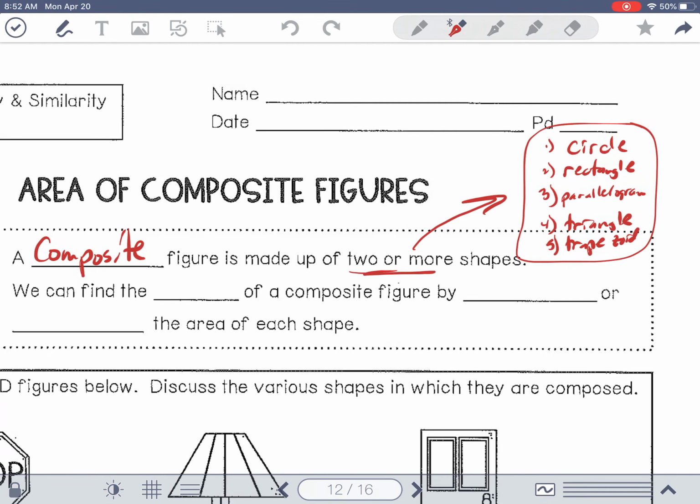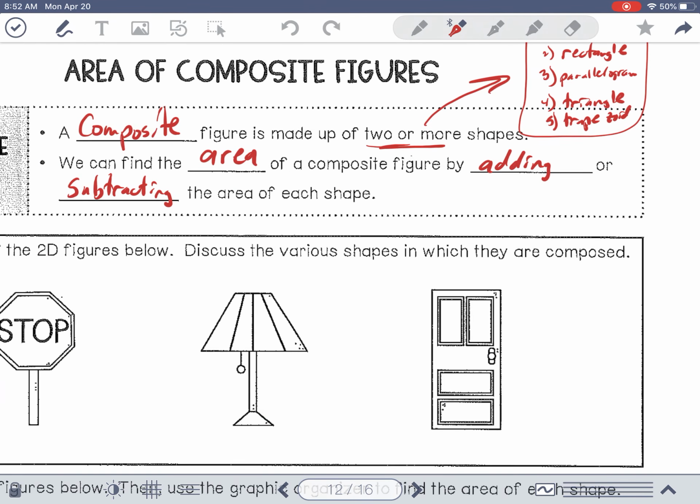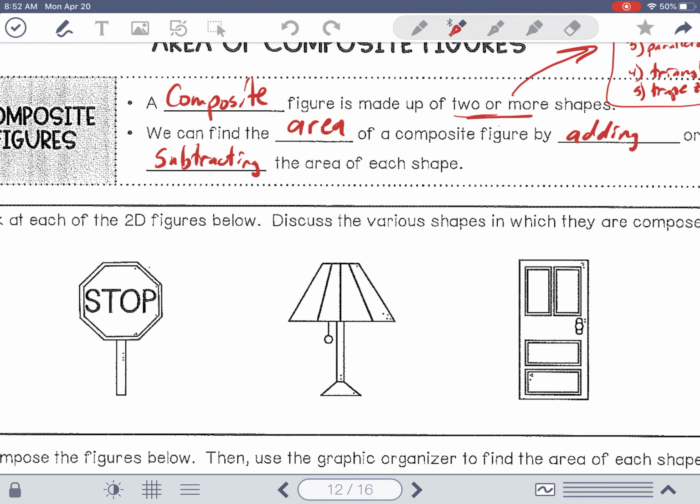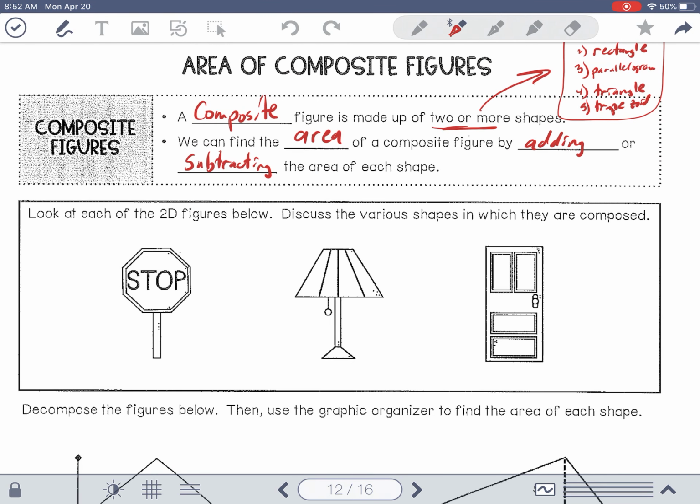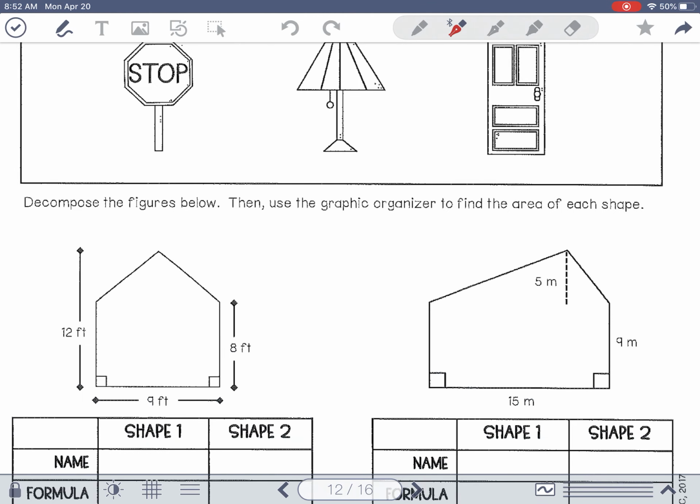So you're going to find the area. We can find the area of a composite figure by adding or subtracting. You must RTFQ, read the full question, in order to determine are you adding or subtracting each shape. What we had done before, we looked at the various shapes in these figures, and you can see how there are rectangles and parallelograms and triangles, trapezoids, circles. All those things are included.